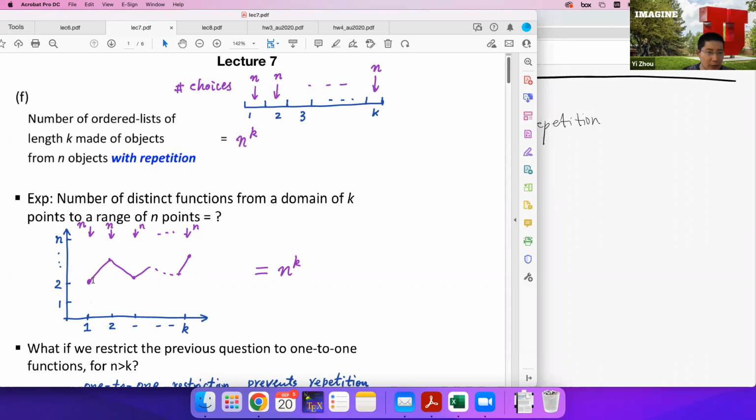Okay. And you can have repetitions here because, for example, you can create a function that is a horizontal straight line, where over the entire domain the function takes a constant value. So this means that we can have repetitions in this example.